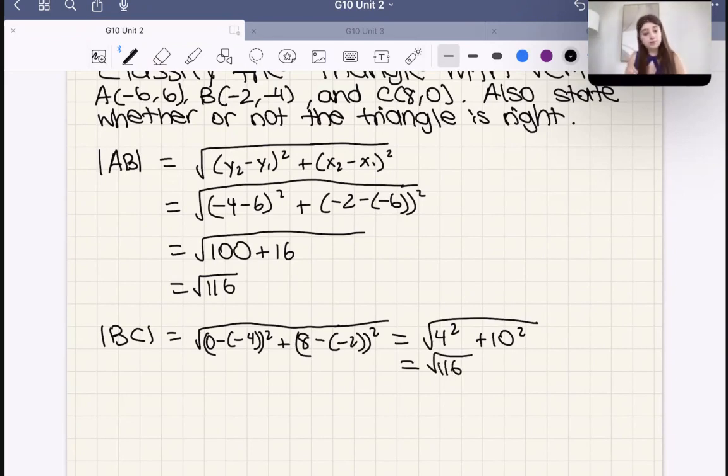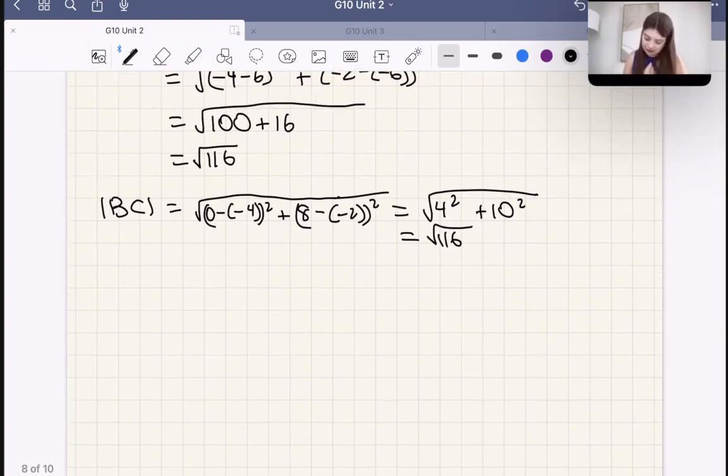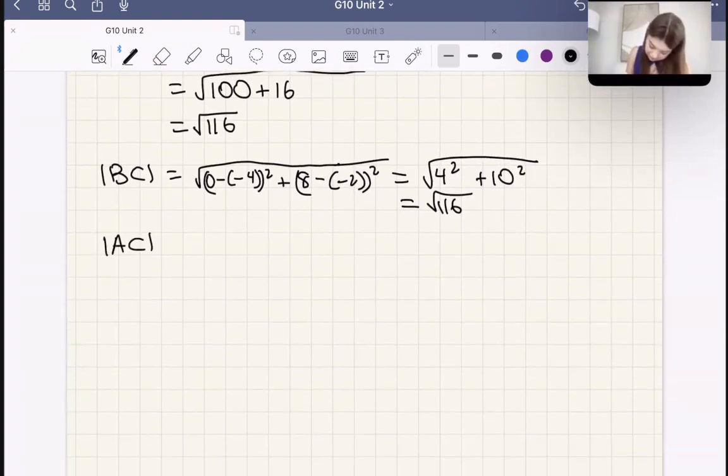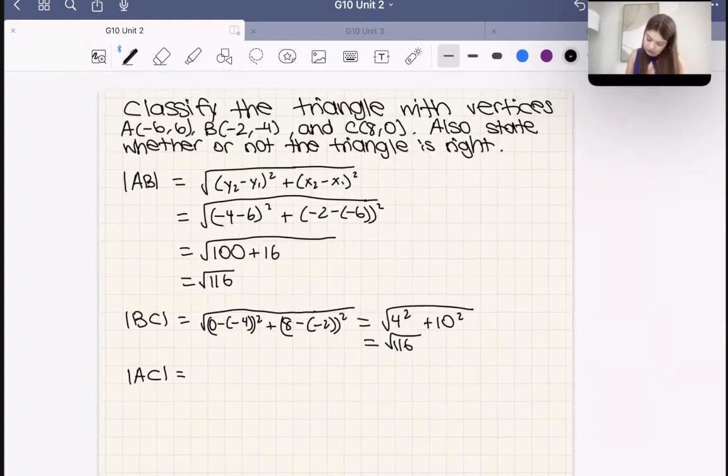Okay, so far, two of the sides are the same. So this automatically, as we know, can't be scalene. It could either be isosceles or equilateral. It just depends on what we get for our last one. What's the length between A and C? Let's find out. Actually, I do think it'll be different here, but let's actually show the evidence of that and make sure.